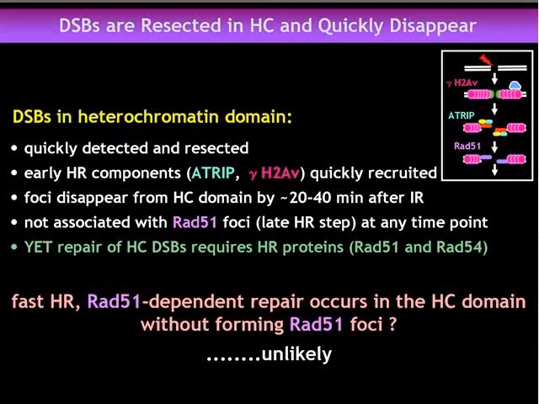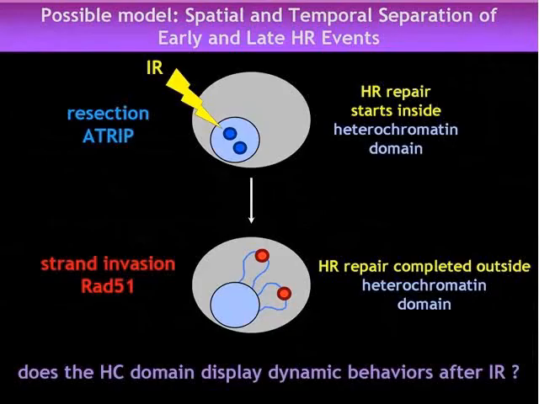The working model that we pursued was that early and late events in homologous recombination are spatially and temporally separated. That is, within the heterochromatin domain, you get resection and recruitment of ATRIP, but you can't complete recombination repair until these double-strand breaks move outside the domain.